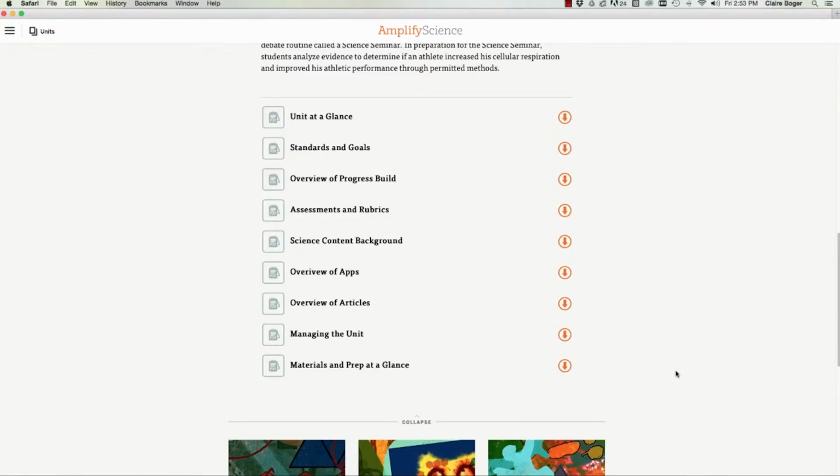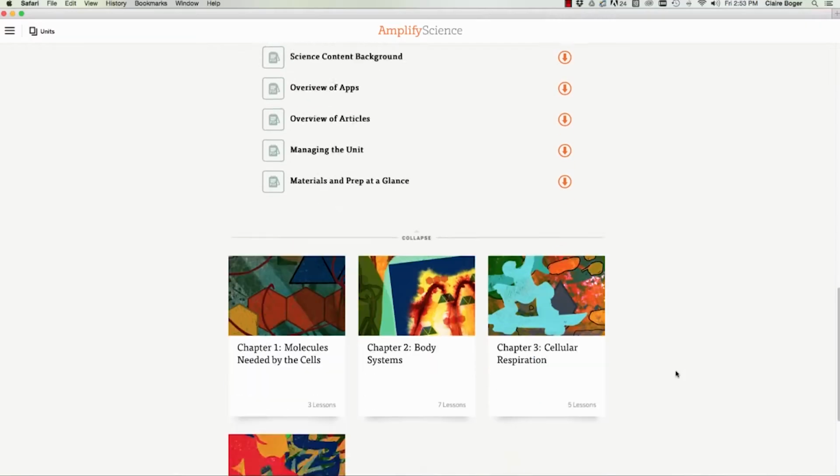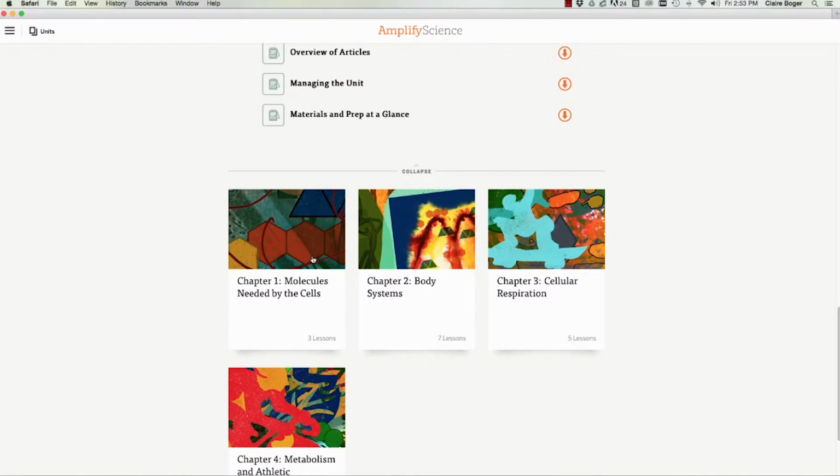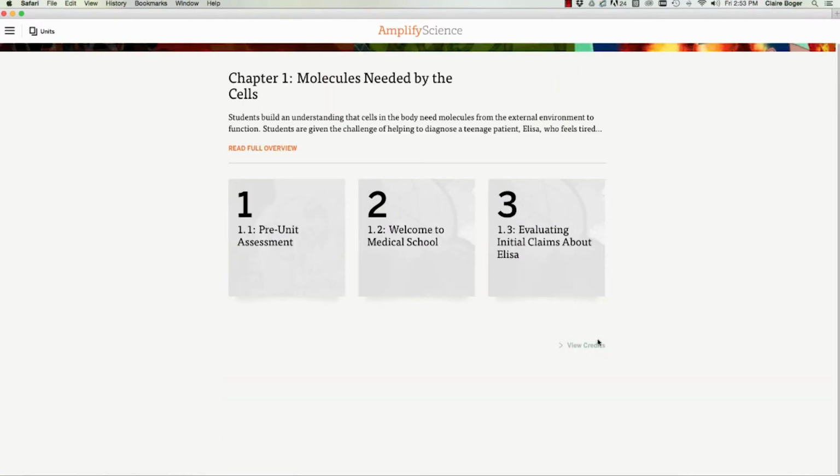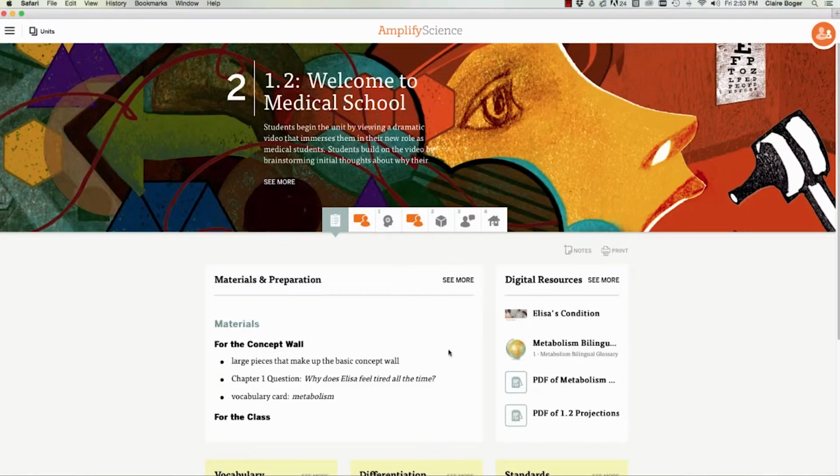Take note of the types of documents that are available for you in the unit overview. You will be reviewing these documents before the pre-unit assessment in Lesson 1, and you'll want to keep them handy and continually refer to them throughout the unit. Notice that Chapter 1 explores the molecules needed by the cells. It has 3 lessons with a pre-unit assessment in the first lesson. We're going to select the second lesson, Lesson 1.2, entitled Welcome to Medical School.